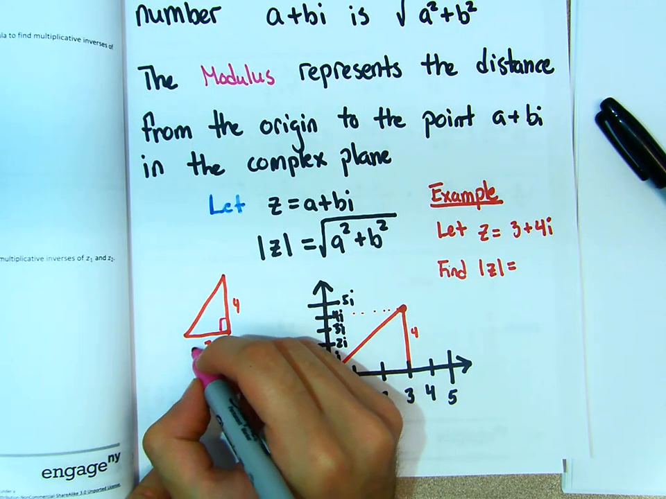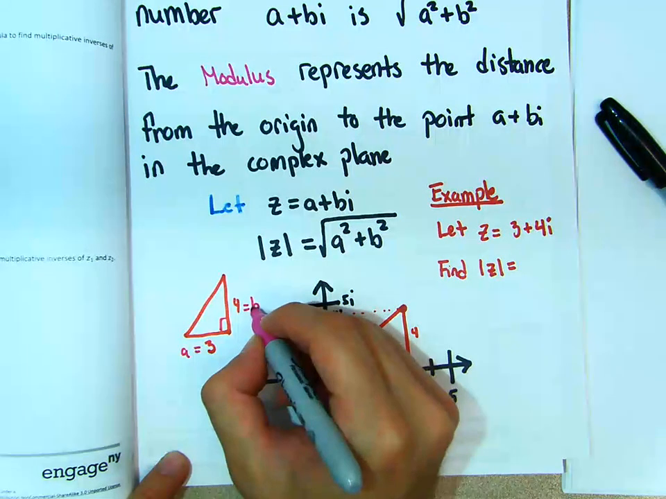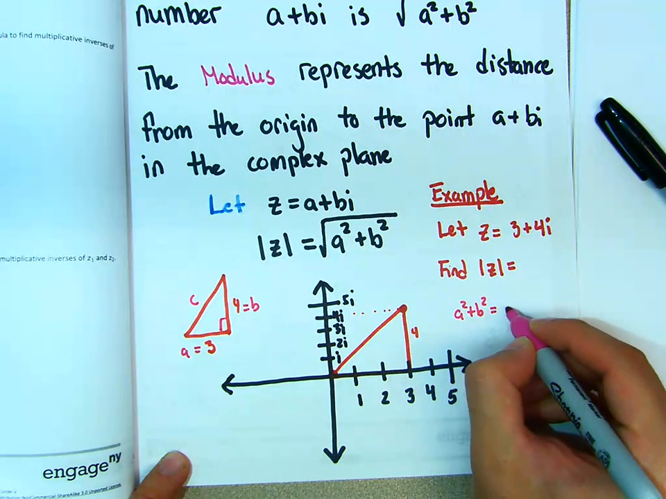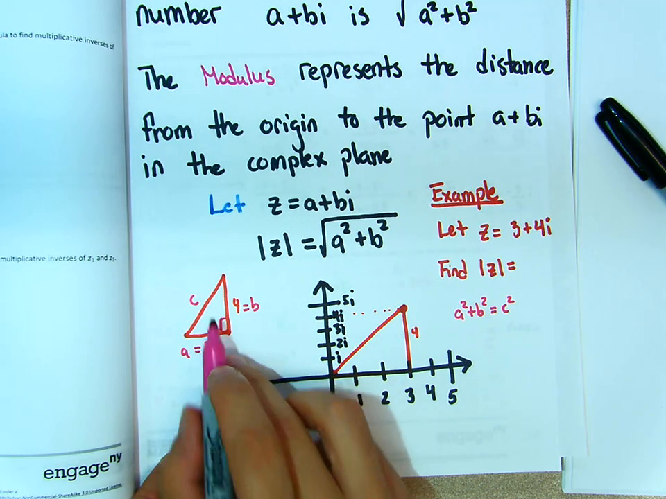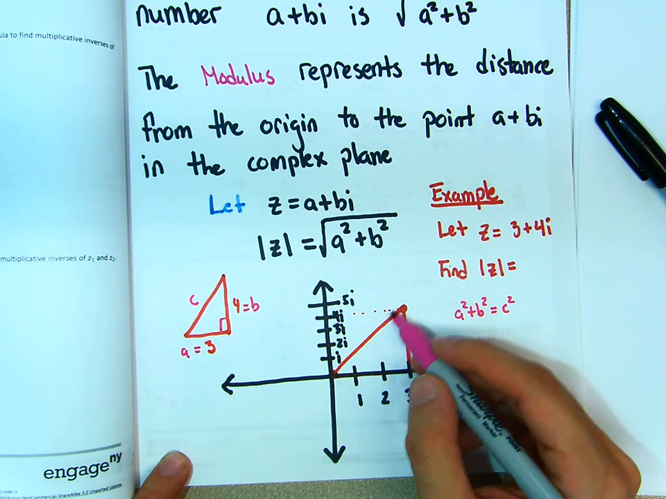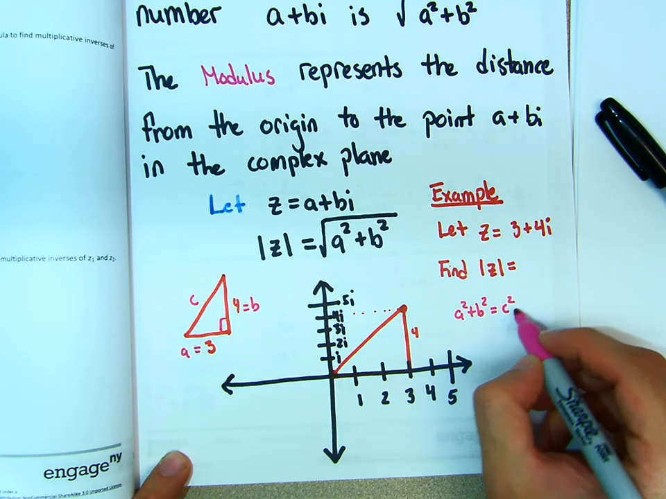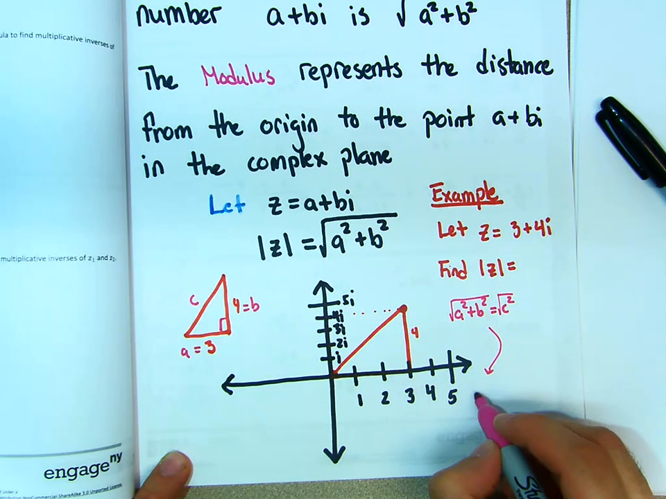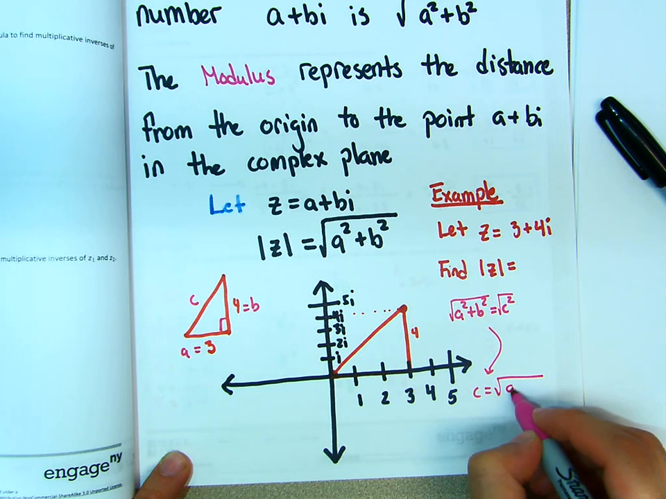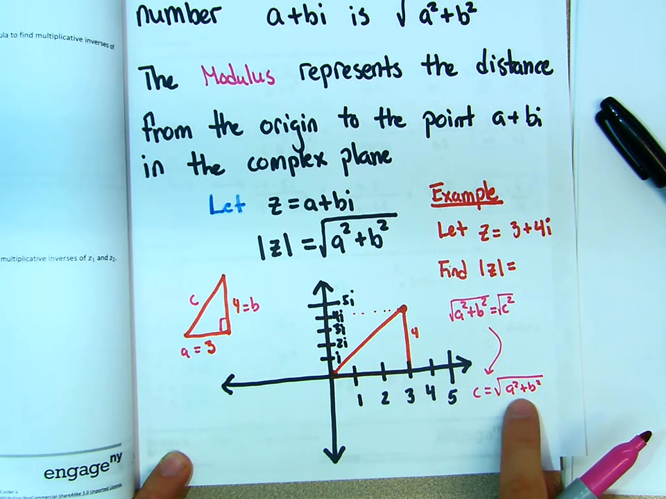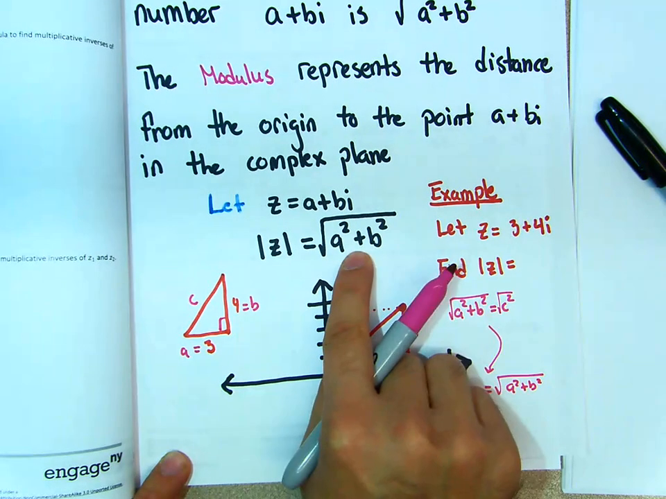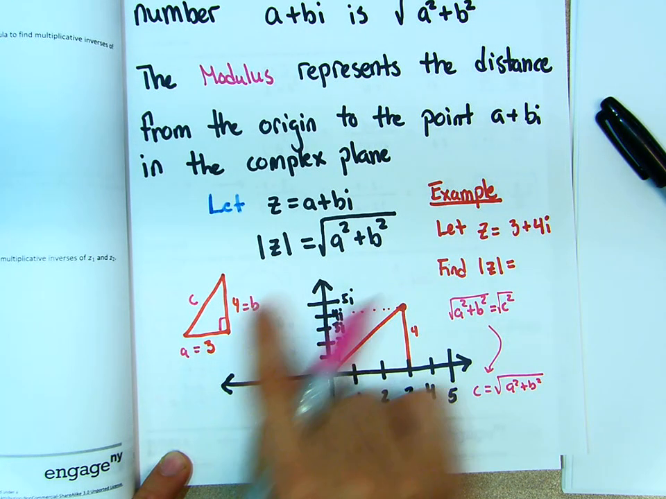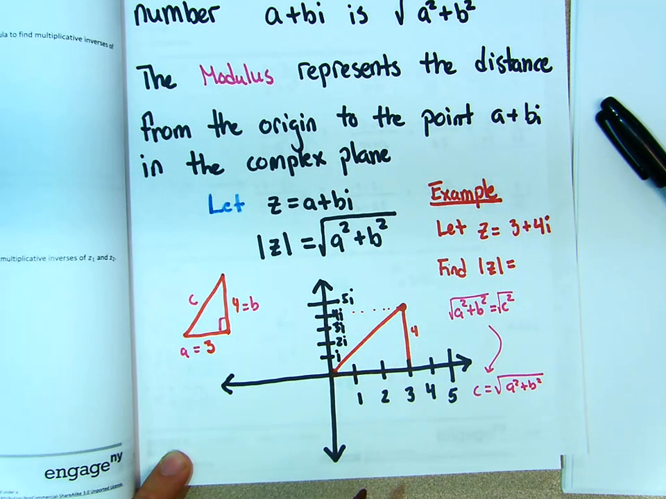And what's a very famous formula we could use if we have a right triangle? We can say this is a, this is b, this is c, and a squared plus b squared has to equal c squared. So how do I get c by itself? Square root. Here, c is equal to the square root of a squared plus b squared, but that is just this. These two are the same thing, and that's how we find it in the complex plane. You're just taking the distance from here to here.